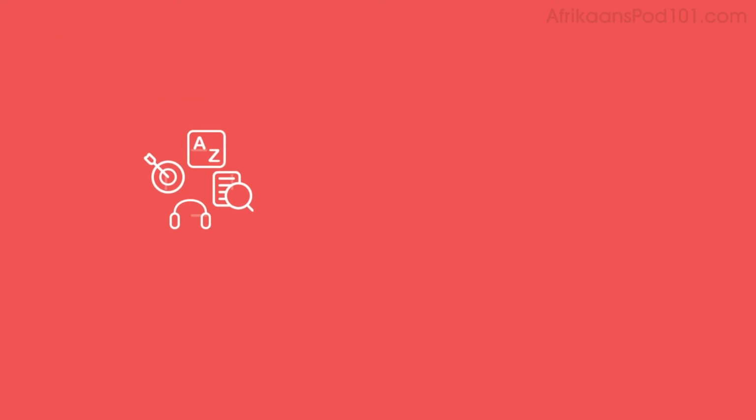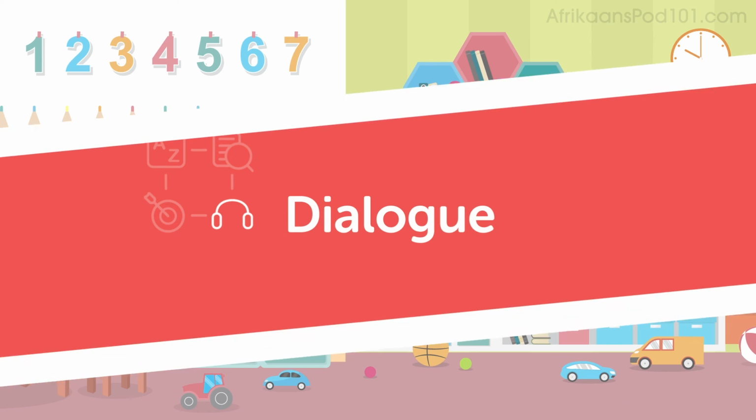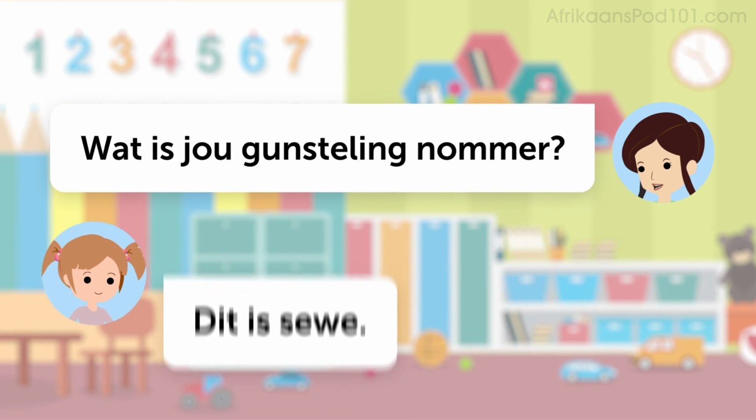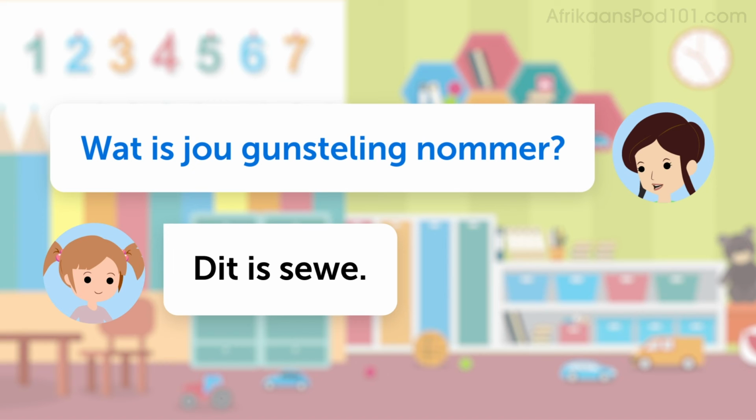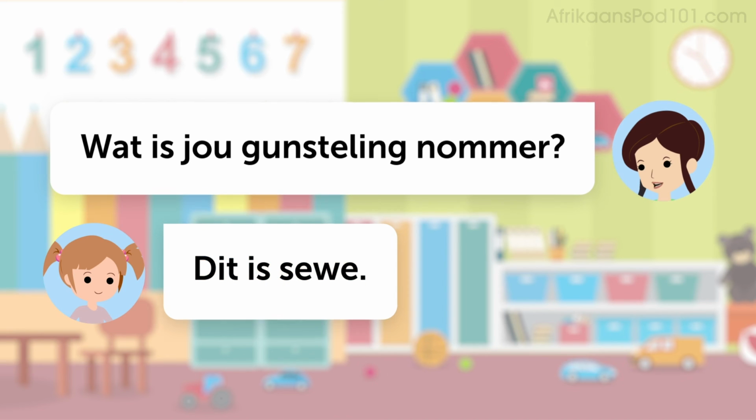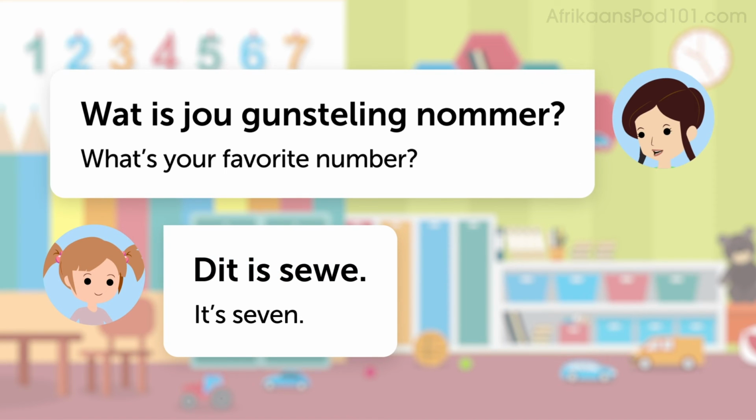Now, let's take a look at some conversational phrases. Listen to the dialogue. Wat is jou gunsteling nommer? Dit is 7. Once more with the English translation. Wat is jou gunsteling nommer? What's your favorite number? Dit is 7. It's 7.